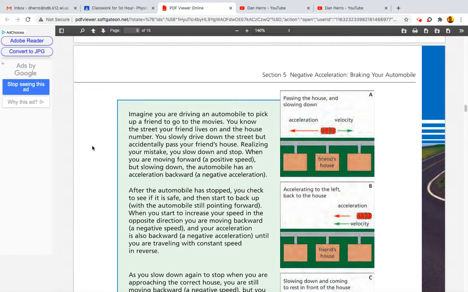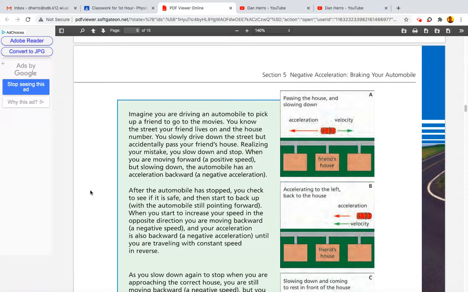Imagine you are driving an automobile to pick up a friend to go to the movies. You know the street your friend lives on and the house number. You slowly drive down the street but accidentally pass your friend's house. Realizing your mistake, you slow down and stop. When you are moving forward at a positive speed but slowing down, the automobile has an acceleration backward, a negative acceleration.